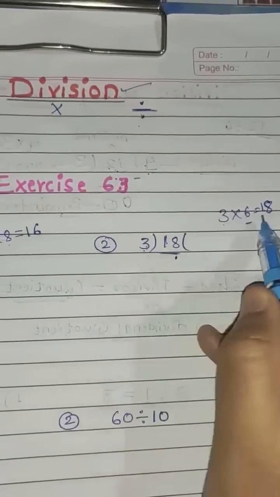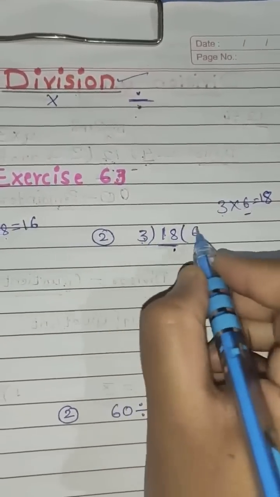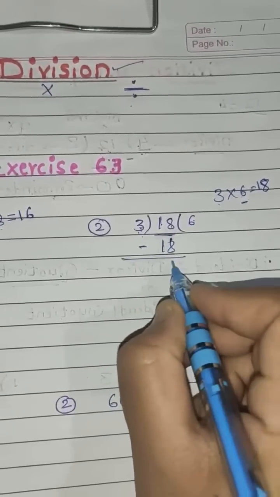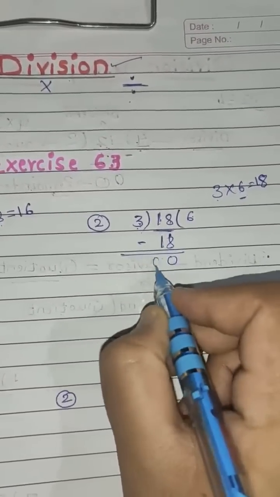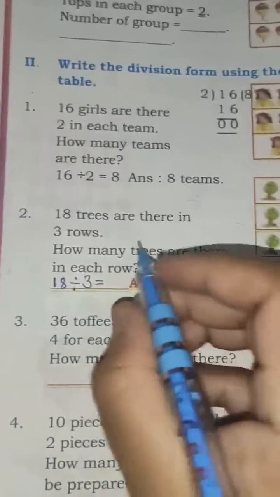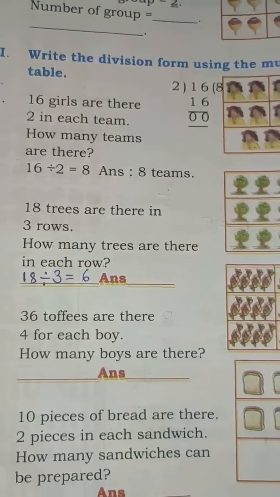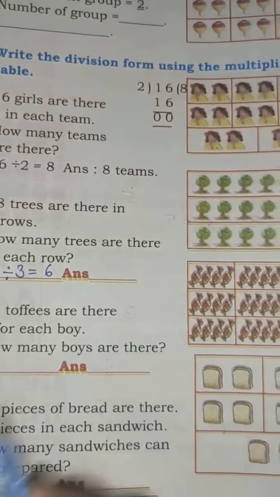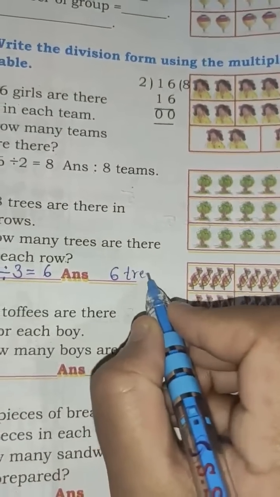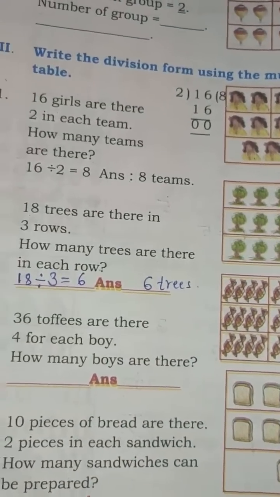So here what you have to write? We have to write 6 here. 3 sixes are 18. So let's subtract it. 8 minus 8, 0. 1 minus 1, 0. So what is the answer here? 6. Okay. So we'll write here 6. So how many trees are there in each row? 6 trees. Understood, children? Okay.